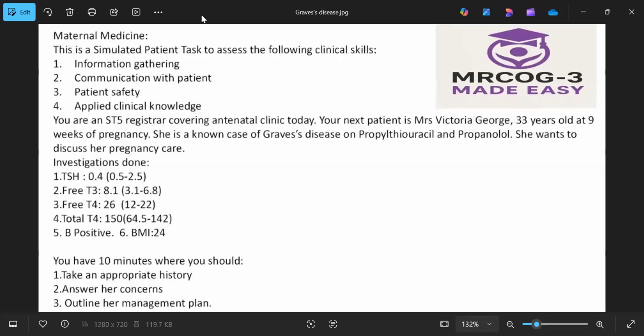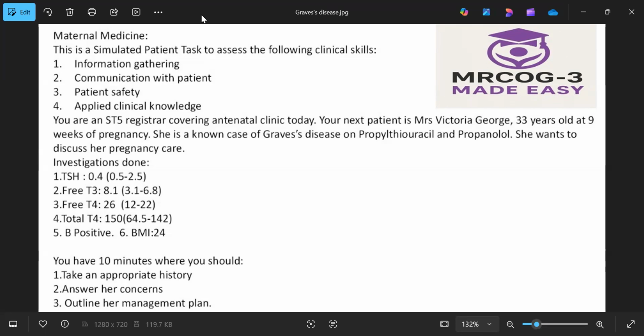Hello everyone. So this is the annual station from the maternal medicine module. I have already discussed von Willebrand's disease in the previous session, and this is going to be the other case, Graves' disease. It's being asked in the exam. So this is the simulated patient task. Always remember, they can come as a simulated task and also as a structured discussion.